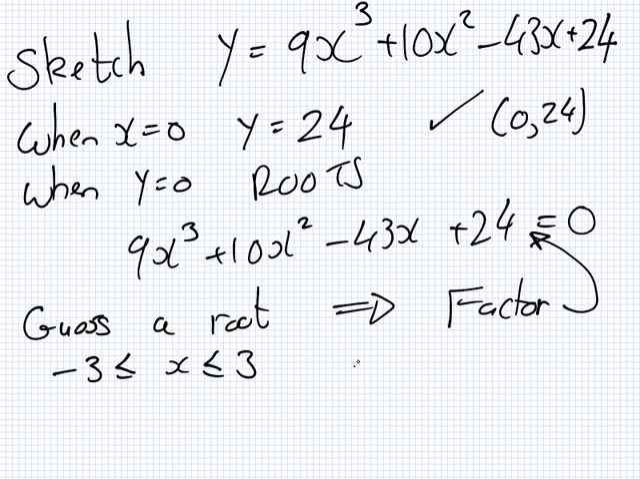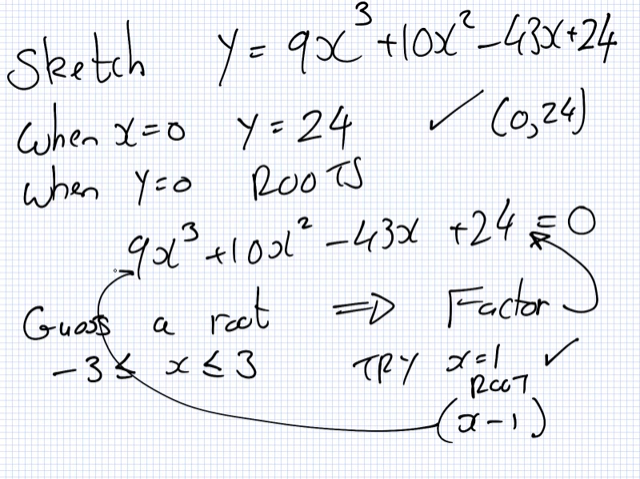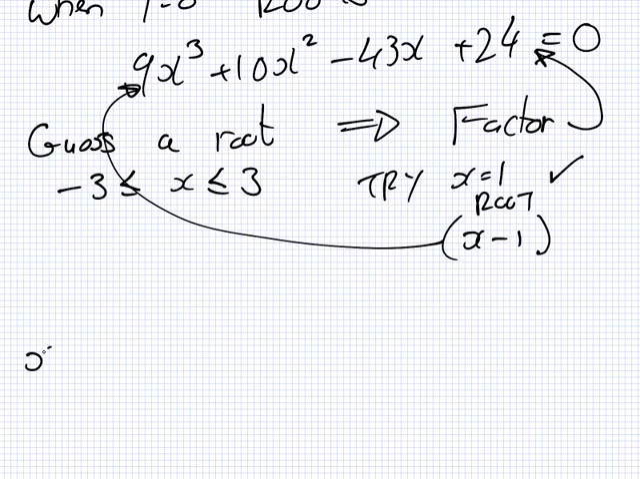So if we try x equals 1, it works. That means it's a root. So the factor is x minus 1. We can take that and divide it in now to get the other factors. So let's divide in x minus 1.